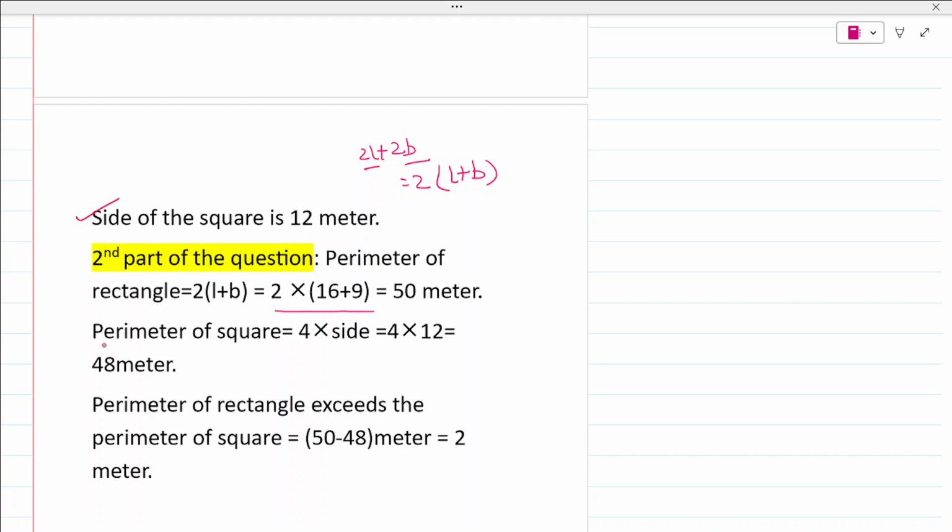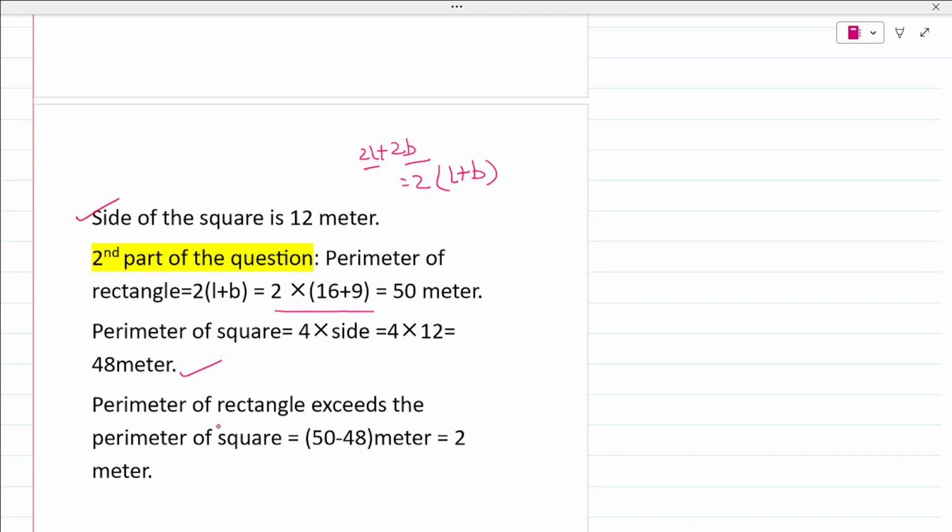Now we need to find the perimeter of the square, because without calculating the perimeter of the square we cannot find out by how much the perimeter of the rectangle is more than that of the square. The perimeter of the square is 4 into side, because a square has 4 equal sides. So 4 into 12, because 12 is the length of a side of the square, 12 fours are 48 meter.